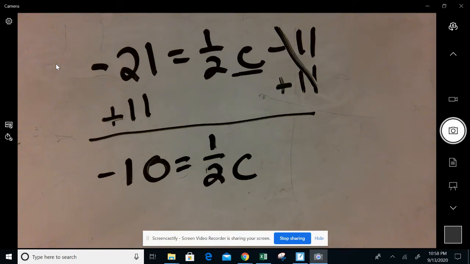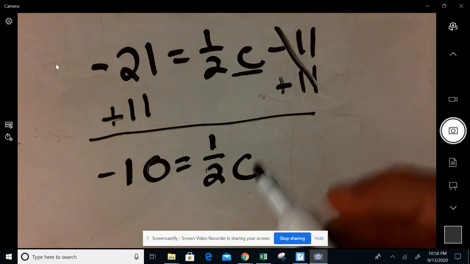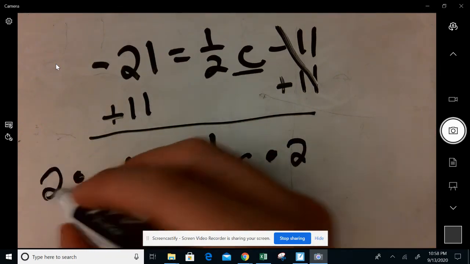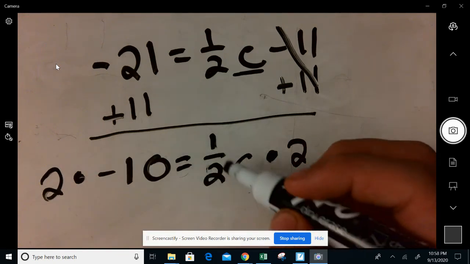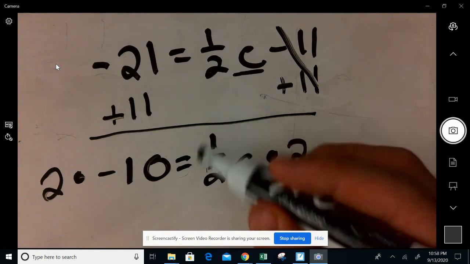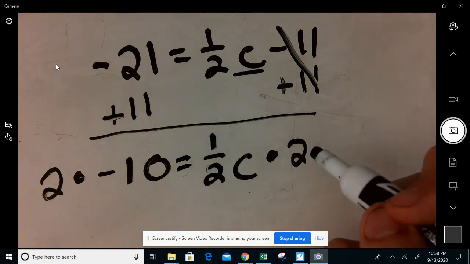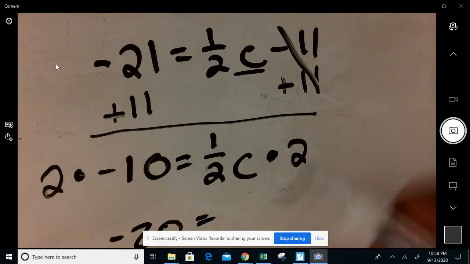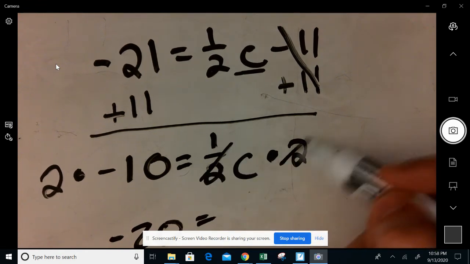We have to get rid of that 1/2. It's division. If it's a fraction, division. So we need to do the opposite. So we will multiply. If we multiply both sides by 2, use the denominator to determine what you're going to multiply by. Since it's a 2 here, ultimately we want this to be a 1. So 1/2 times 2 will get you 1. So 2 times negative 10 is negative 20. And basically that 1/2 and that 2 cancel each other out.